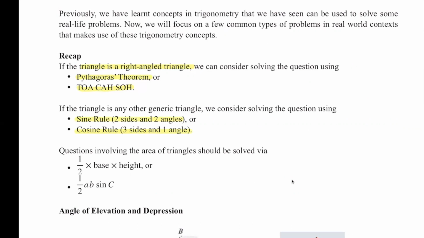And then lastly, you have also learned in primary school that area of triangle, you can use half times base times height. But in Sec3, you also just learned that half AB sine C works as well.